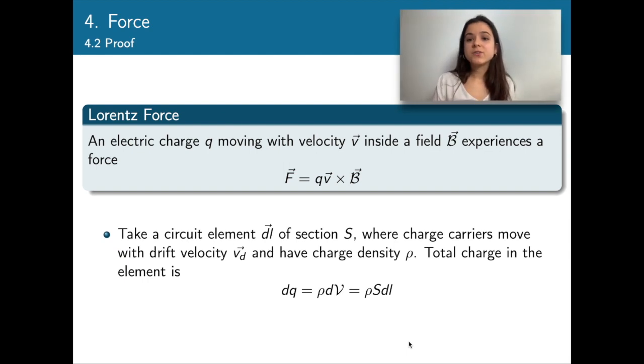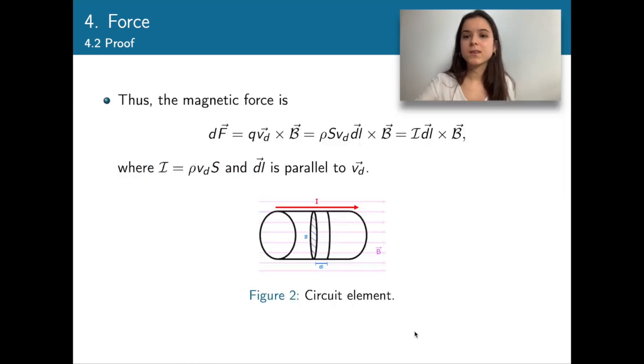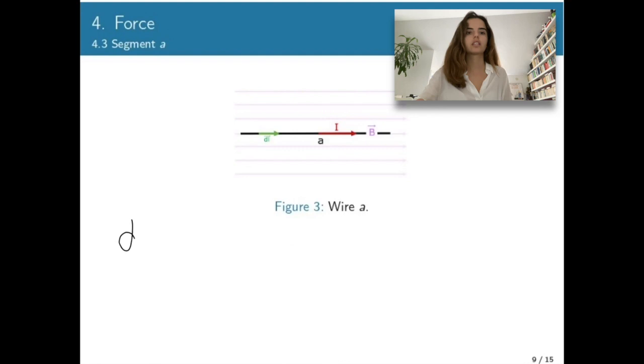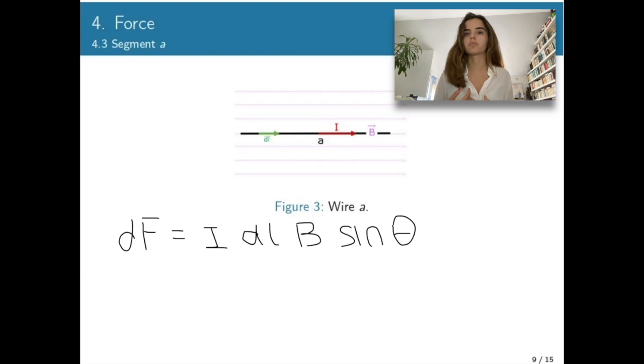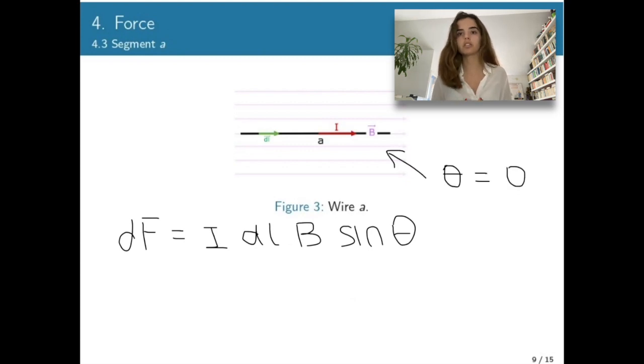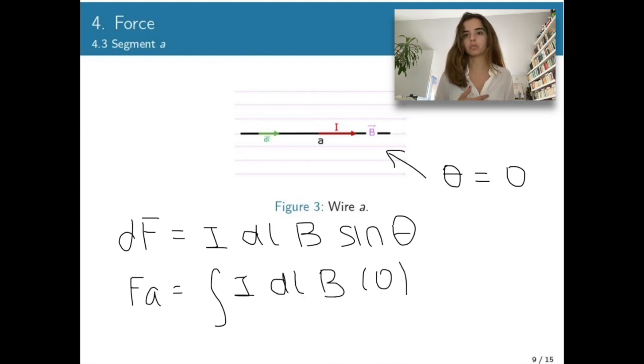Plus, we found it interesting to know that the formula of the magnetic force on a wire is given by the formula of the Lorentz force, knowing that our differential of Q is the charge density multiplied by our differential of volume. Substituting these two expressions, we obtain the formula of the magnetic force on a wire. On segment A, the differential force will be intensity times dL times the field times sine of theta. Theta will be zero because the field is parallel to the segment, so the total force on A will be 0 newtons.